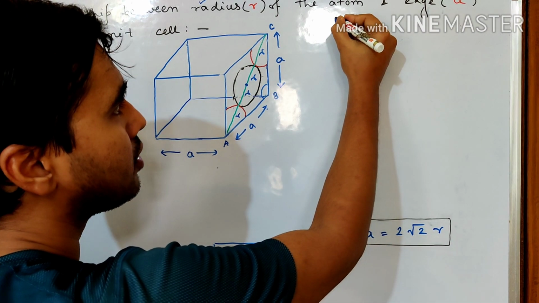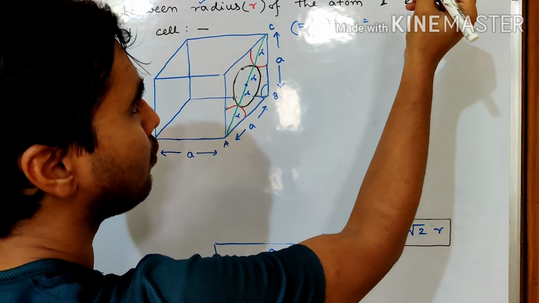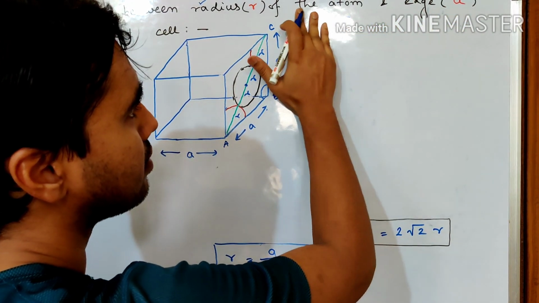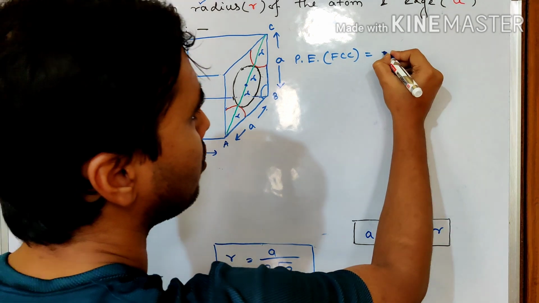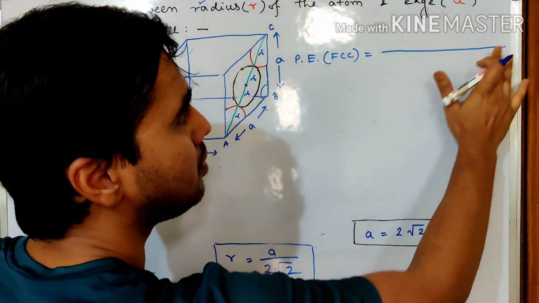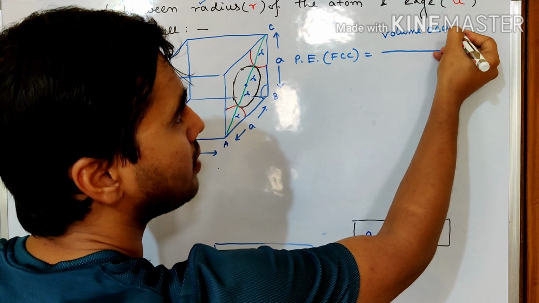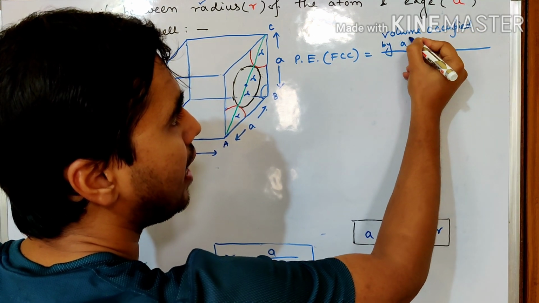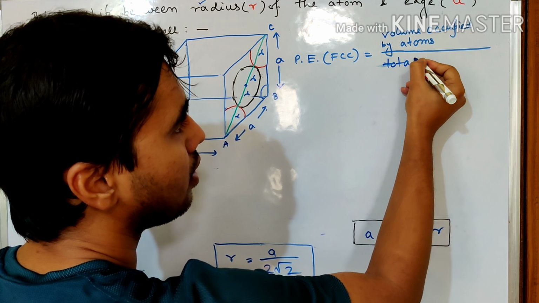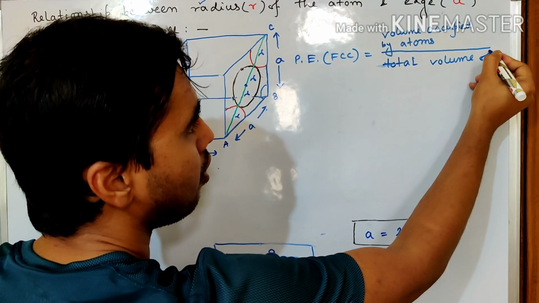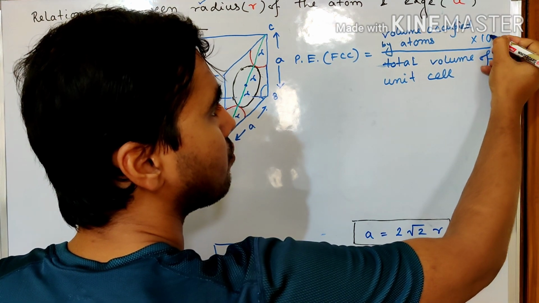Now, let us find out the packing efficiency for FCC structure. We know the formula. Let us rewrite once again. We are finding out the packing efficiency for FCC. We know that the packing efficiency means the volume occupied by atoms divided by total volume of unit cell. And obviously we find it out in terms of percentage.